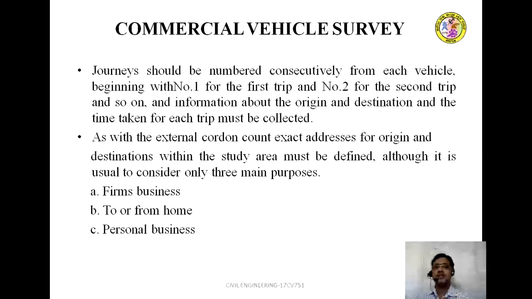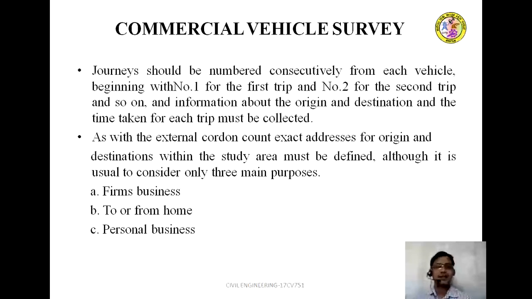Likewise, additional information can also be obtained through the commercial vehicle survey, which is important. The survey gives information related to the raw material, the agricultural product, or the distance to be traveled from finished product to the market. So this information can also be gathered in a commercial vehicle survey.